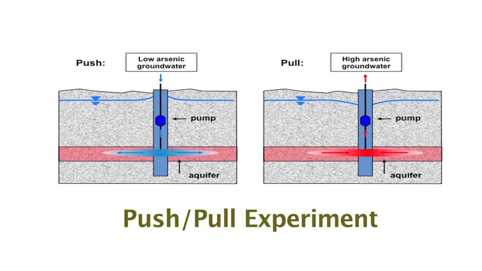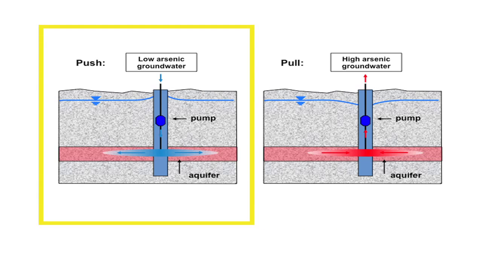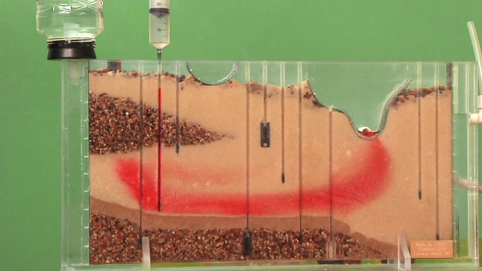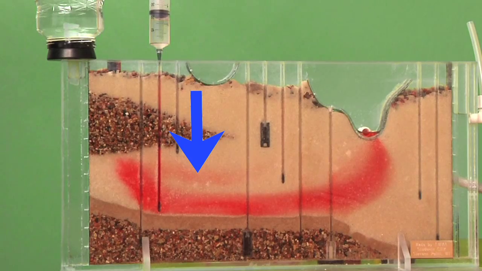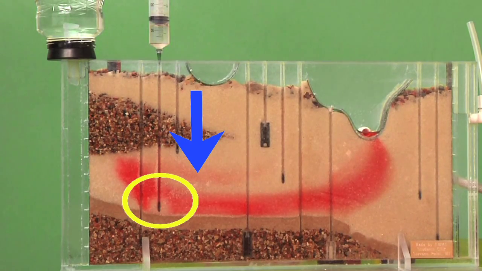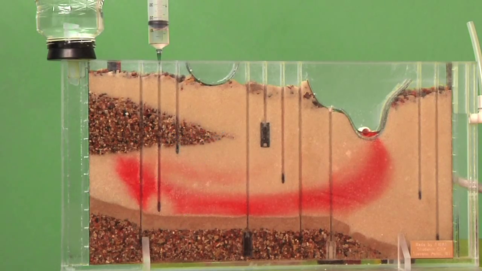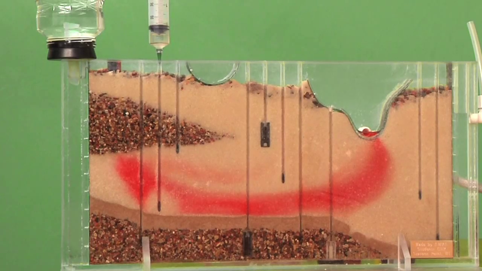In order to demonstrate that arsenic is released from the sediment to the groundwater, we will do a push-pull experiment. This experiment has two phases, a push and a pull phase. In the push phase, we add clear water into the shallow well that is now high in arsenic. By putting low arsenic water into the well, we displace the high arsenic contaminated water. Then we let the clear water sit in the aquifer for a few days and then observe what happens.